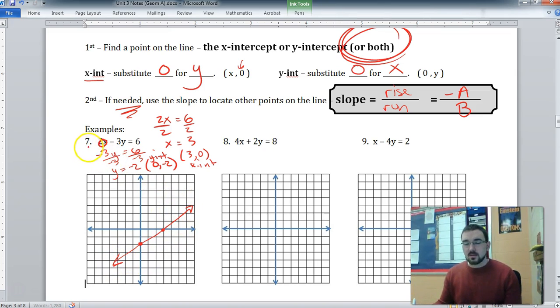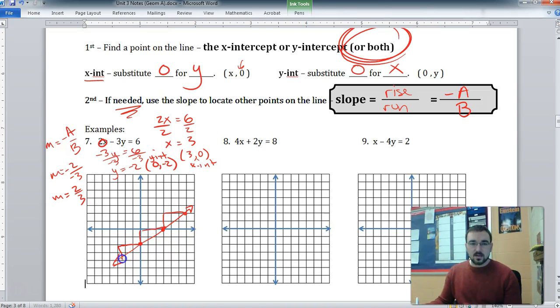To check for the slope, just so we can sort of review it, m is equal to opposite a over b. Opposite a in this case is going to be negative 2. So m equals negative 2 over b, which is negative 3. This simplifies to m equals 2/3. So let's check it. If I go up 2 and then over 3, do I hit my next point? Yes, I do. And you can use that to find the next point in the line if you have to.